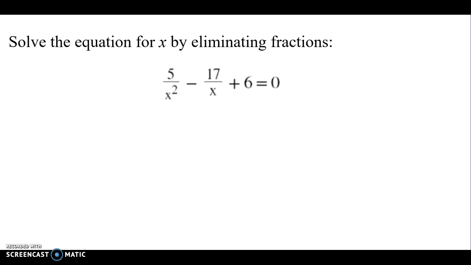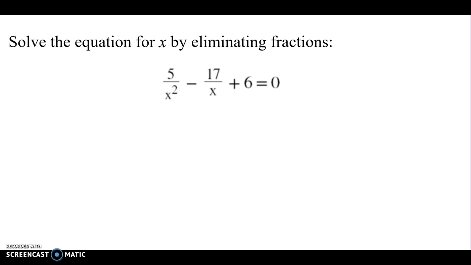So it says solve the equation for x by eliminating fractions. So we have 5 over x squared minus 17 over x plus 6 equals 0. So we're gonna combat this the exact same way we just did. First, multiply the numerators by the least common multiple of the denominators. Simplify, cancel, and then solve what's left.